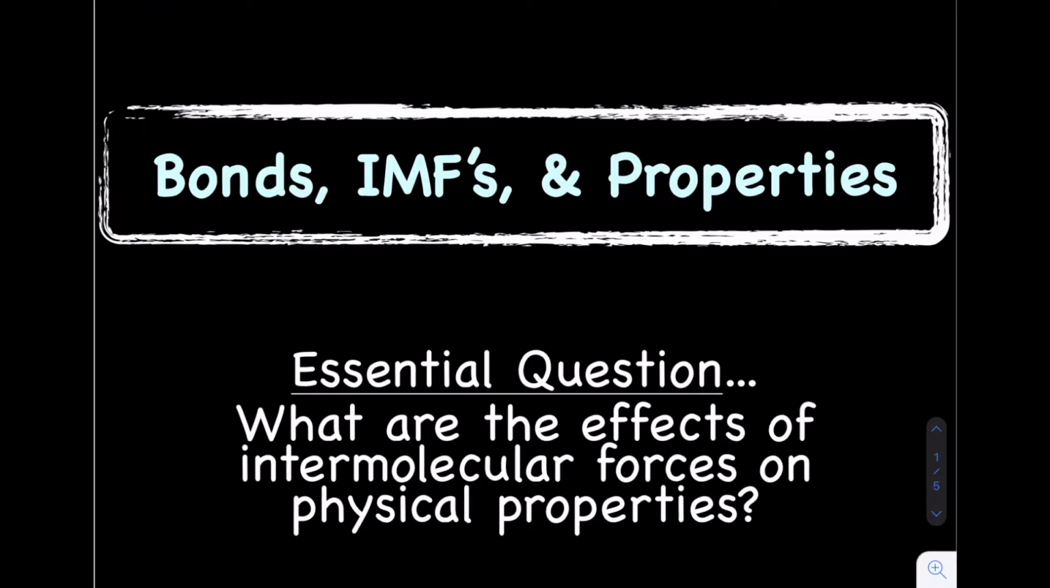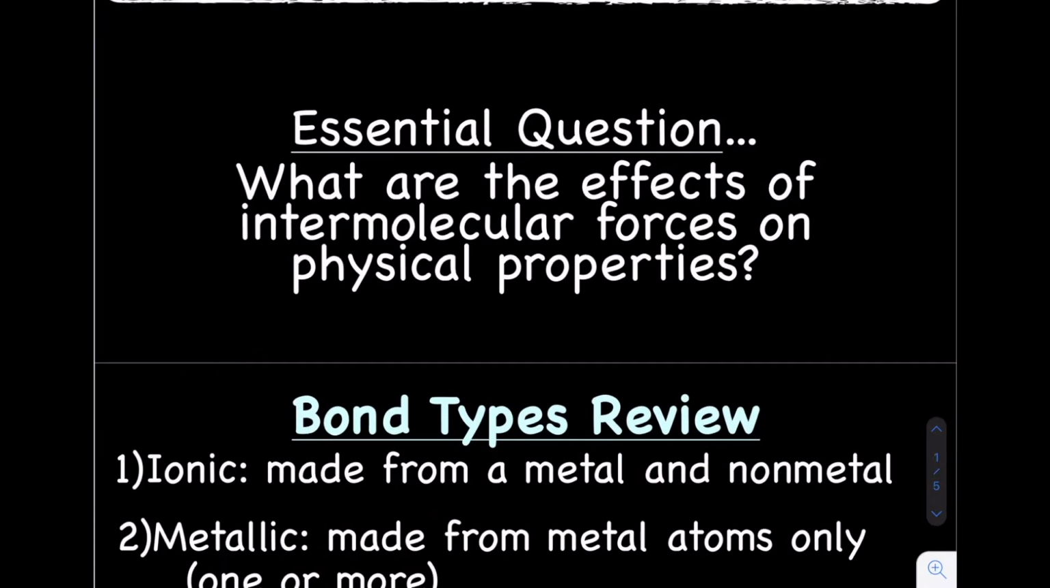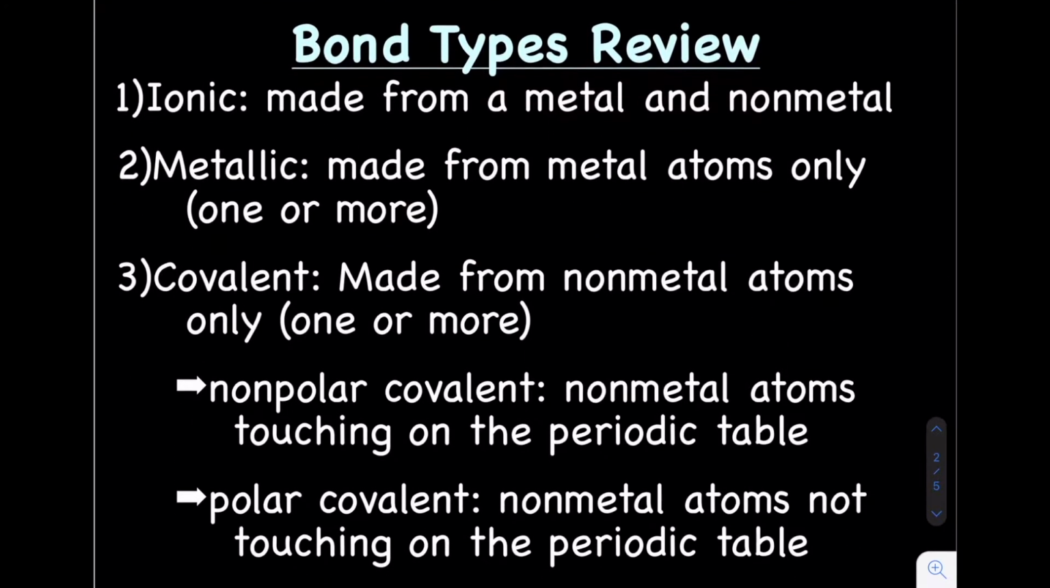And we're going to start with a really quick review of types of bonds because they're really important. To determine the types of intermolecular forces you have to know the types of bonds. So we're going to go over these just one more time. The first type of bond we'll talk about is the ionic bond. Compounds made from atoms that are ionically bonded will always have a metal and a non-metal atom.